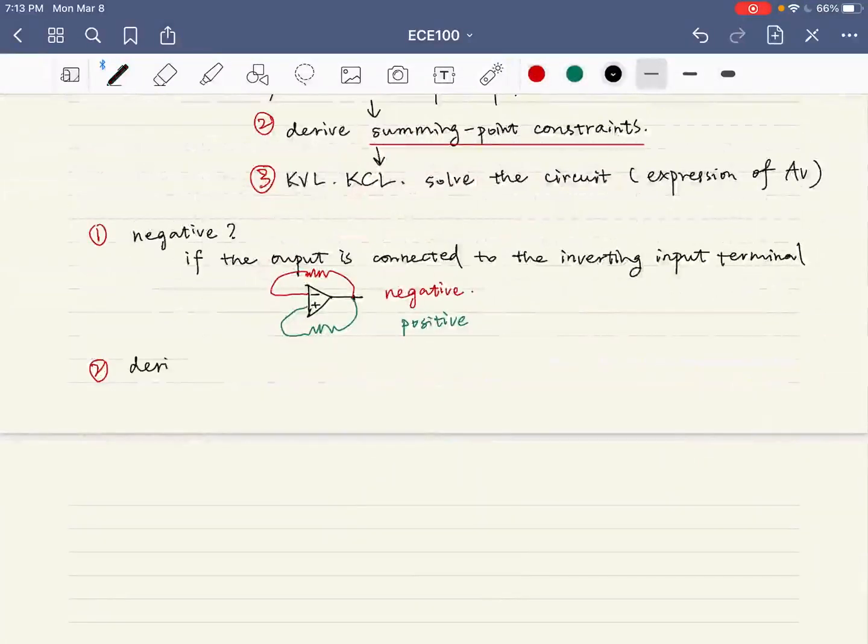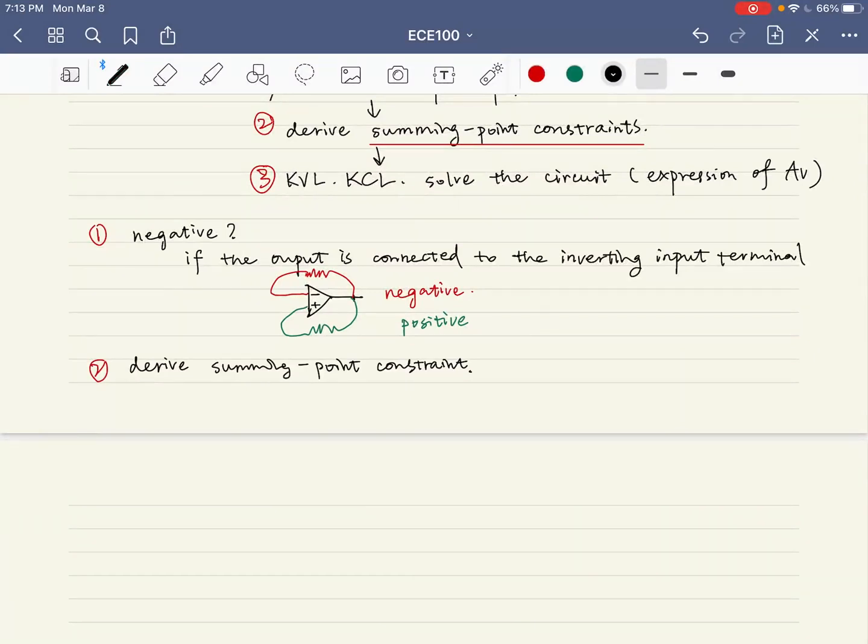How do we derive the summing point constraint? We don't need to derive it when we solve it every time, but I would derive it here to help you understand. When we have a link from the output back to the inverting input, we will notice that the inverting input will increase a little bit by the output because the output is very large. It is infinity times something, right?